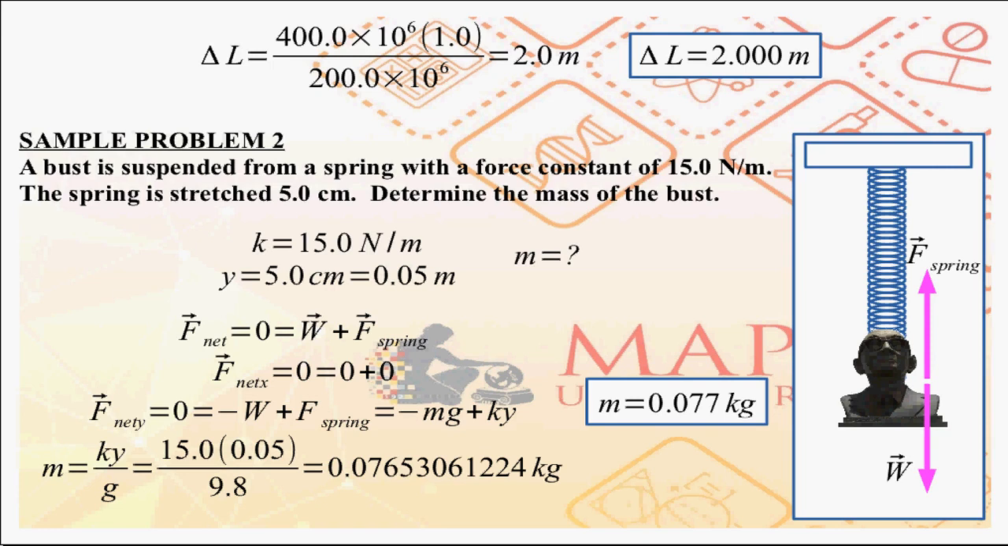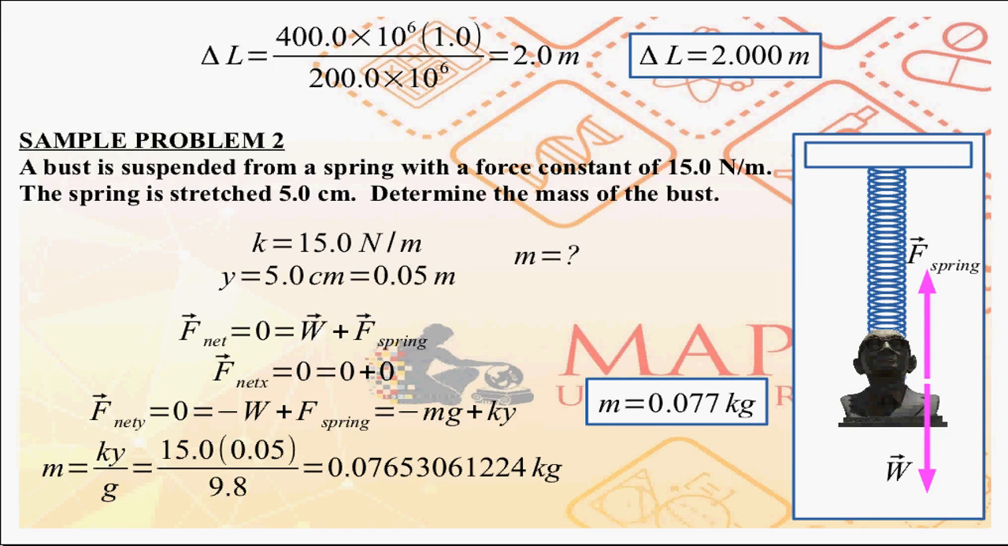Analyzing this, we use the component method. Looking at the X component, looking at the figure, all the forces are vertical, so no X component. We go to the Y component. The Y component of F net is F net Y. The Y component of 0 is 0. The Y component of weight is vertically downward, so negative W. F spring is vertically upward, so plus F spring.